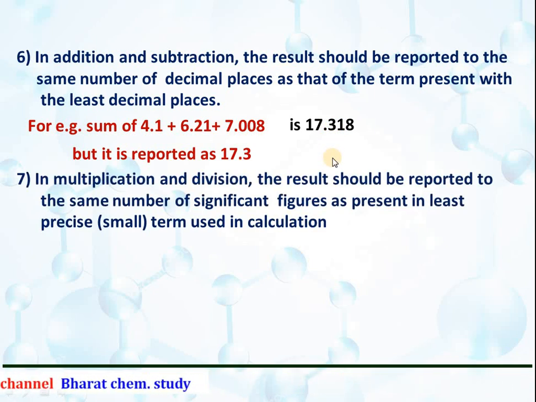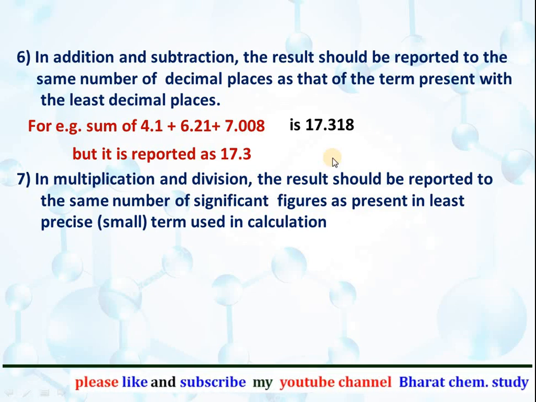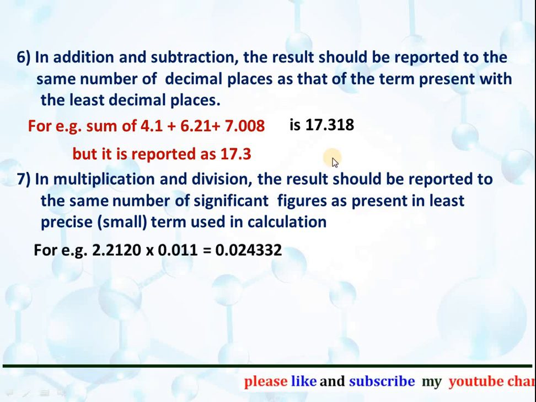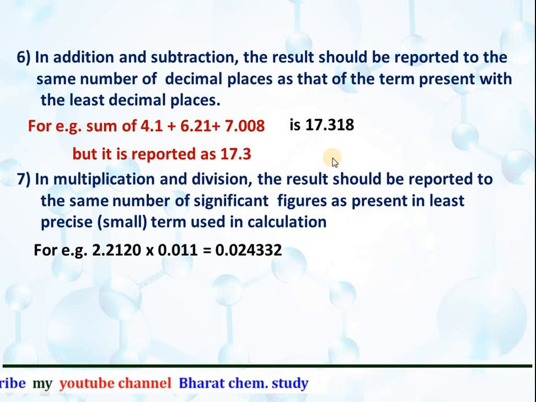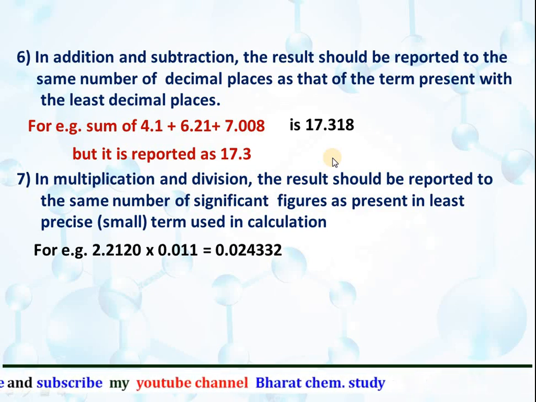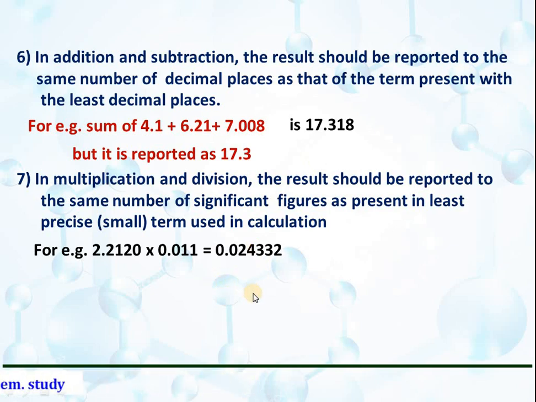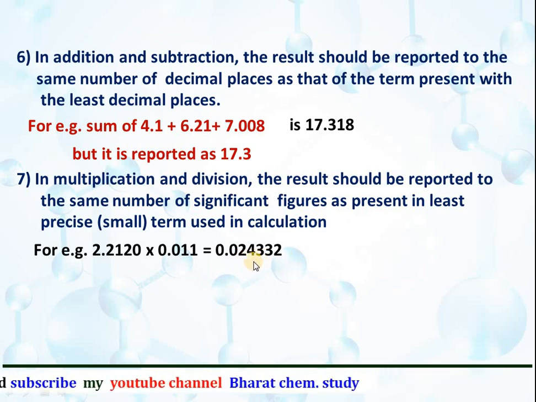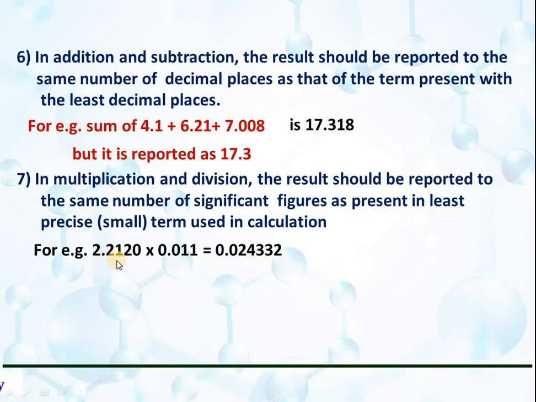In multiplication and division, the result should be reported to the same number of significant figures as present in the least precise, that is the smallest number. Let's understand this by an example. For example, if we multiply 2.2120 into 0.001, the actual answer is coming 0.024332. But we should note down the answer according to the rules. According to the rules for multiplication and division, our answer should contain the same number of significant figures as present in our smallest number, or the least number of significant figures.